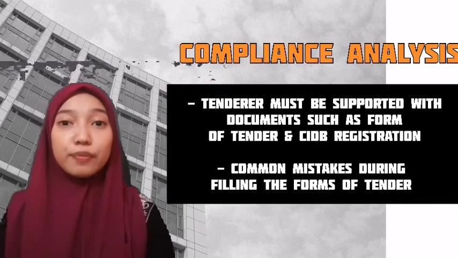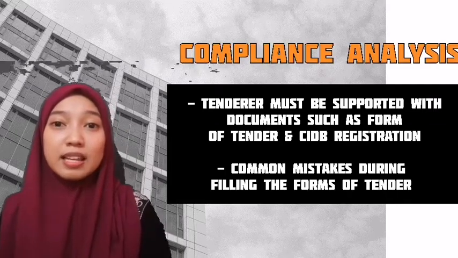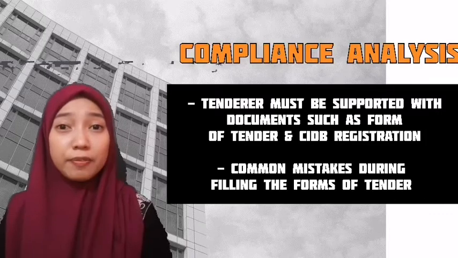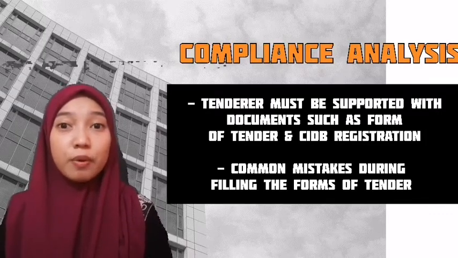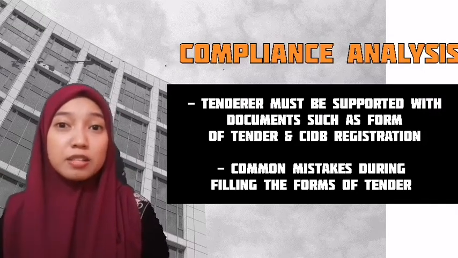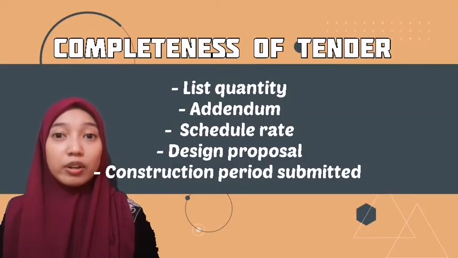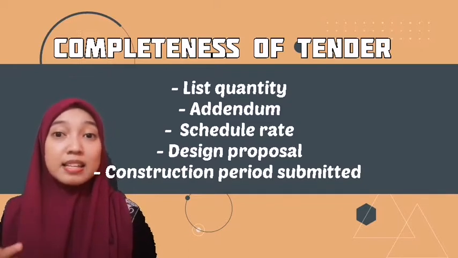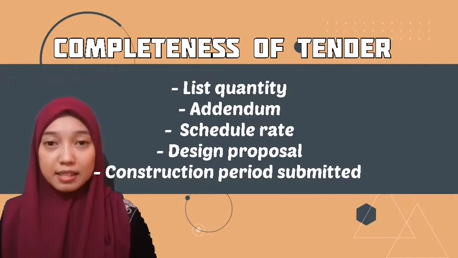Common mistakes when filling in the form of tender also affect the evaluation. It is important that the form of tender is available, correctly signed, and all the blank spaces are correctly filled. An incomplete form will cause the tender to be disqualified, such as a form of tender not signed, the wrong form, contract period, and tender price not stated. The tender will be evaluated on the completeness of tenders such as the list of quantity, addendum, schedule of rates, design proposal, and construction period submitted.